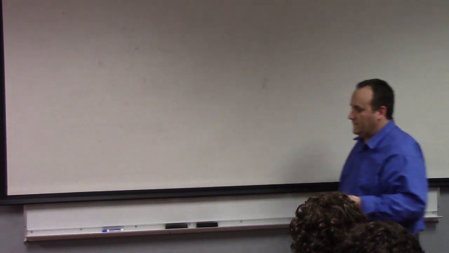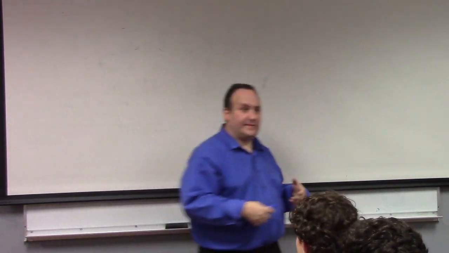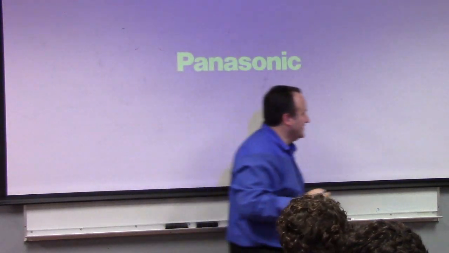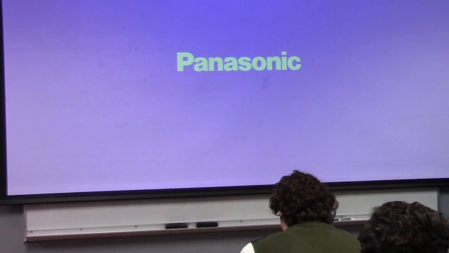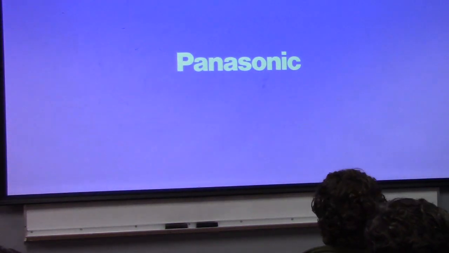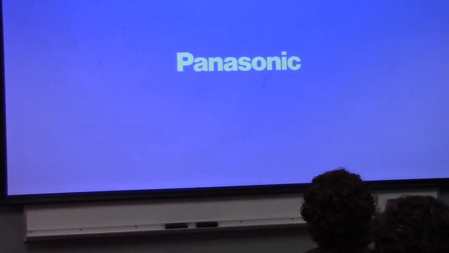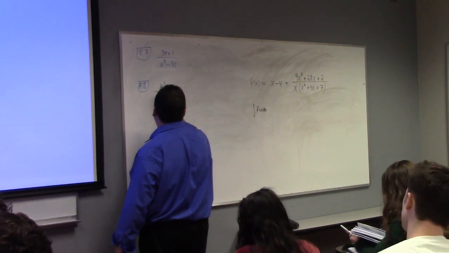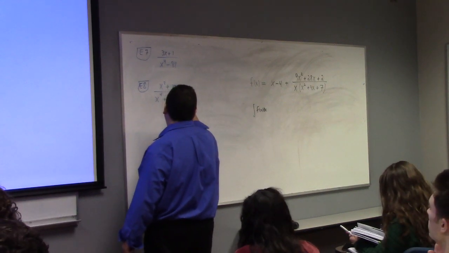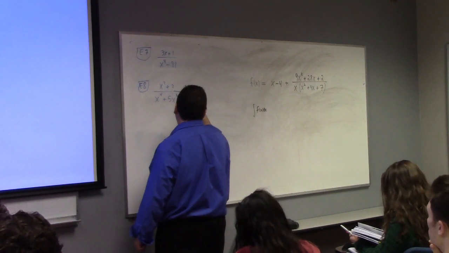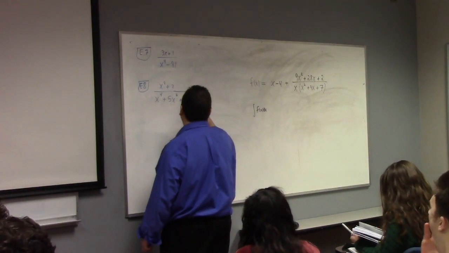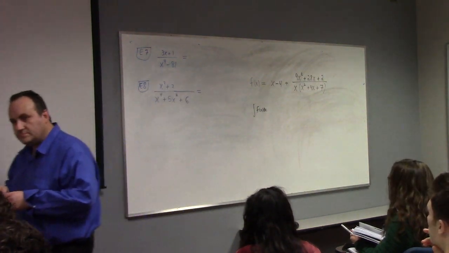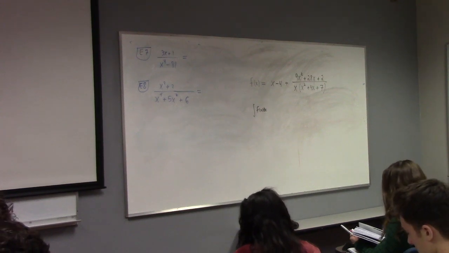All right, so now I'm gonna put the ball in your court. Usually I make these more interesting by combining the partial fractions with factoring. So you tell me, partial fractions for... what if I had 3x plus 1 over x to the 4th minus 81? What if I had x squared plus 2 over x to the 4th plus 5x squared plus 6? How would I set up the partial fractions?